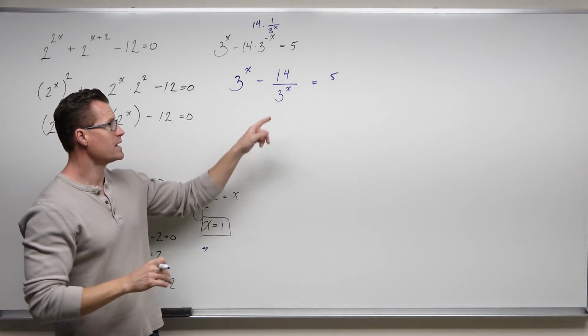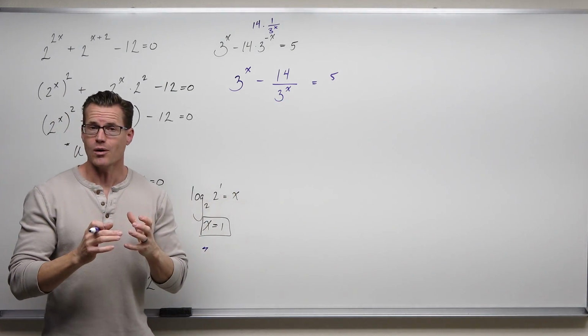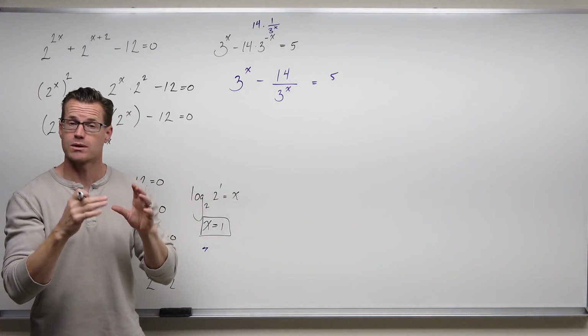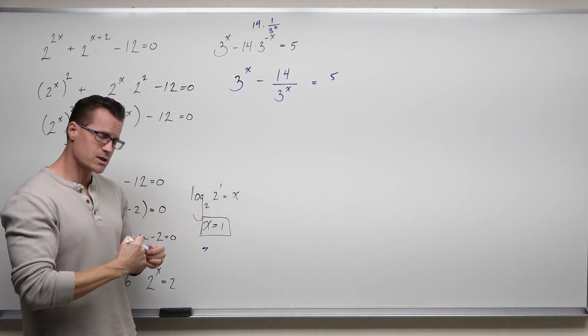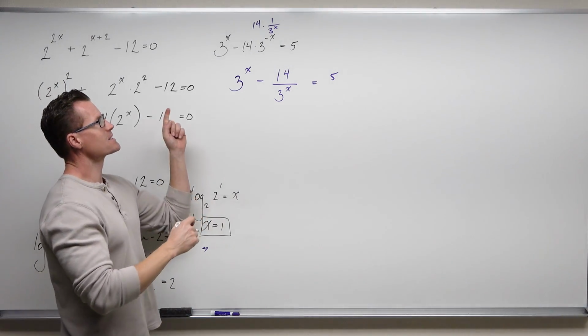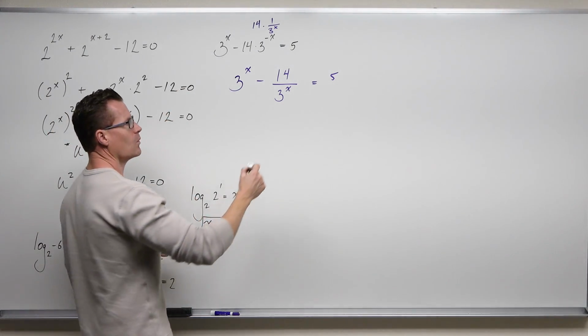Now, do we have a domain issue by having that on the denominator? No, because 3 to the x can't even equal 0. So there is no problem. All we've got to do is understand that in either case, what we want to multiply by is something that makes that negative go away.